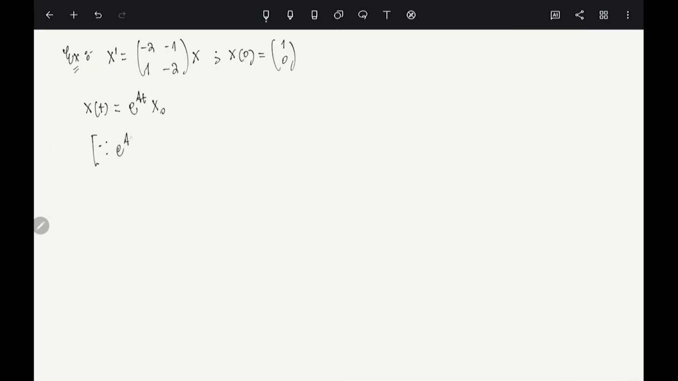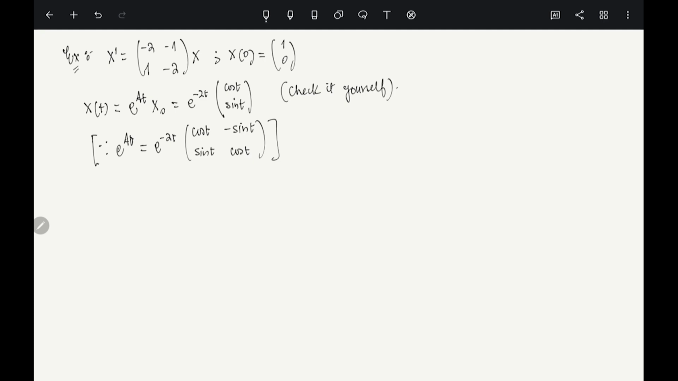So what is e^{At}? Let's just write it down. I am not calculating anything, writing it directly. It's [cos t, -sin t; sin t, cos t]. Clear? Okay, so you just put this matrix here and act on (1, 0). The answer you are going to get, I am not calculating again, you can calculate it yourself, is (cos t, sin t). Please check it yourself. Clear? Okay, so this is how you calculate this. Very, very simple.